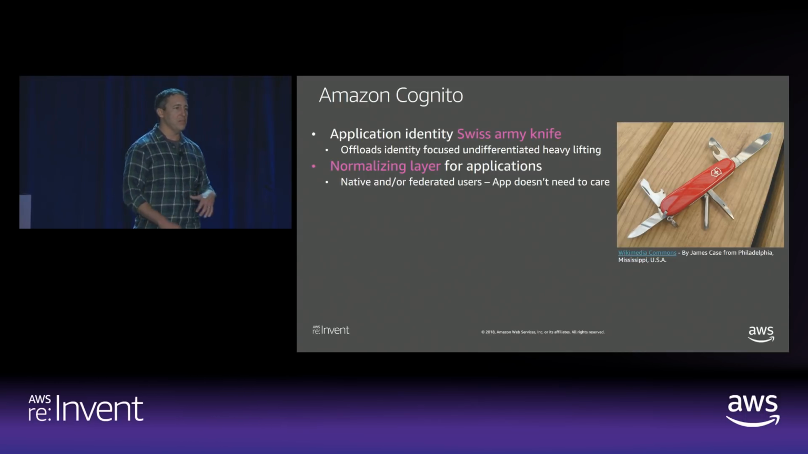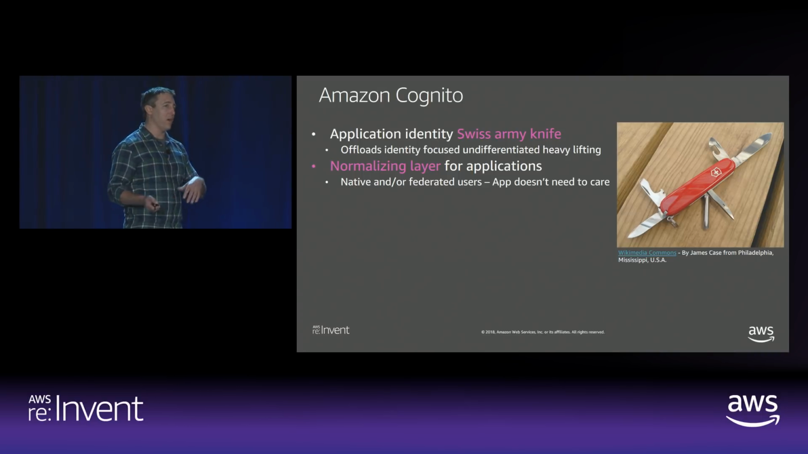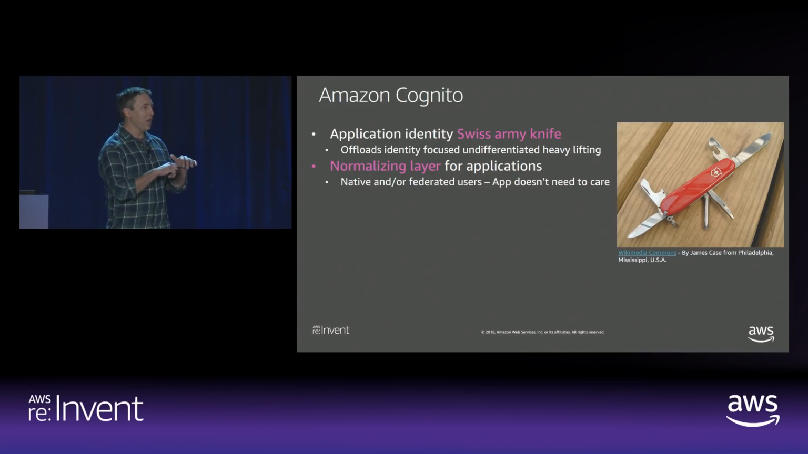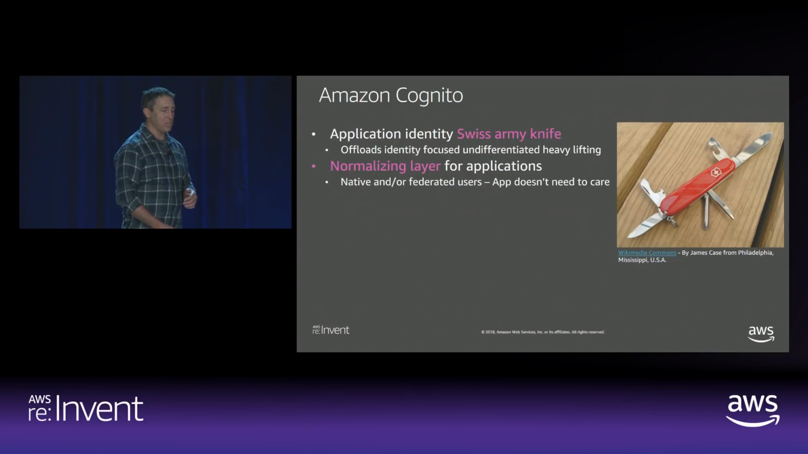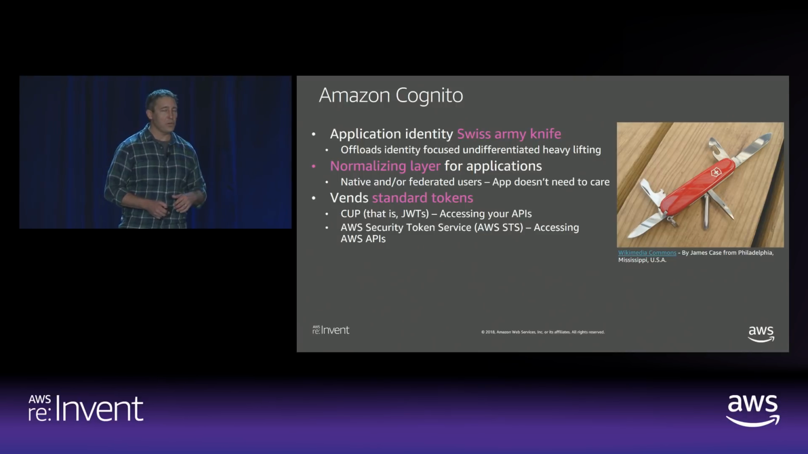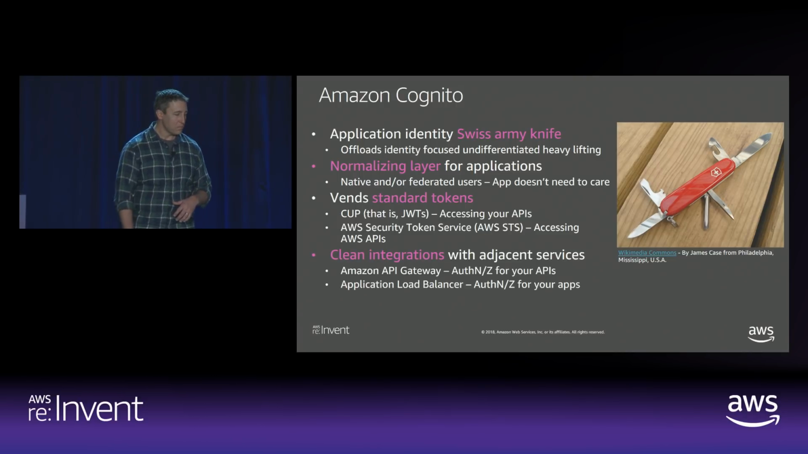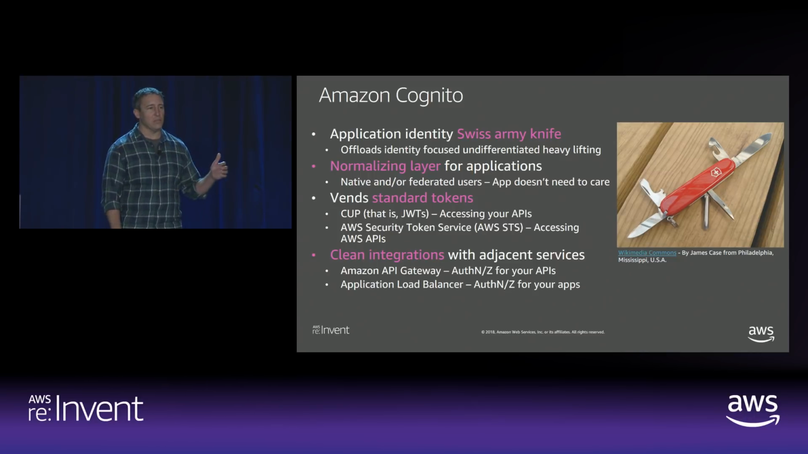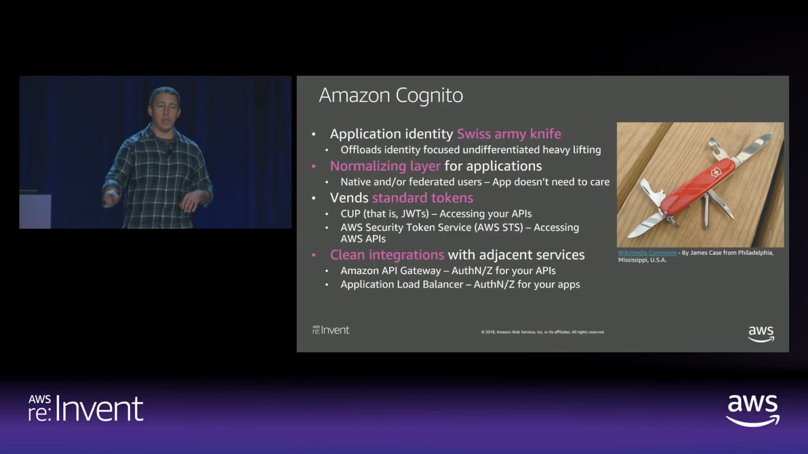Its superpower is that it serves as a normalizing layer for your apps. Your developers don't need to know the goop of SAML or OAuth or how to store passwords for a native user securely and safely. Regardless of which types of identities you bring in, it normalizes all of them, so your developers can operate on a standard set of tokens that they can use to access the APIs you build to support the application, or AWS APIs. It also has really clean integration with some adjacent services. If you want to authenticate your users with Cognito into the application and pass that down as authorization of the APIs you build behind API Gateway, a couple checkboxes and you're done. Same thing with ALB.